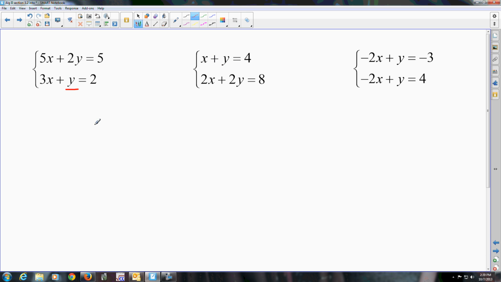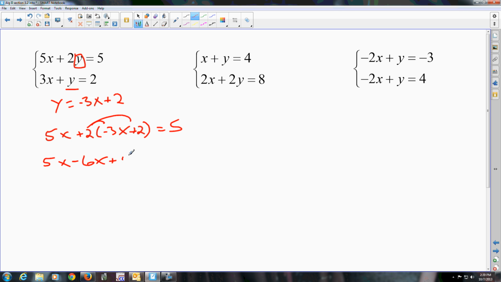This bottom one again is going to be the one that's easiest to solve for y. Oops, forgot the minus. I'm going to fill it in for the y up here. And you get 5x plus 2 minus 3x plus 2 equals 5. Distribute the 2 inside. 5x minus 6x plus 4 is equal to 5. So then you have minus 1x plus 4 is equal to 5. Subtract the 4.